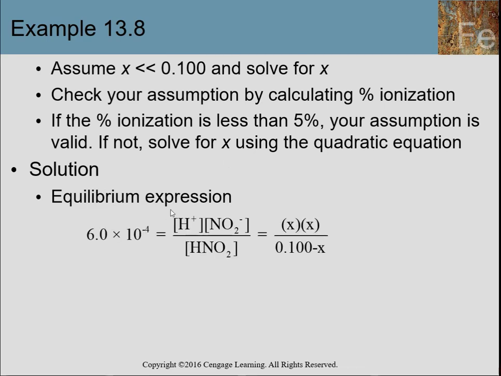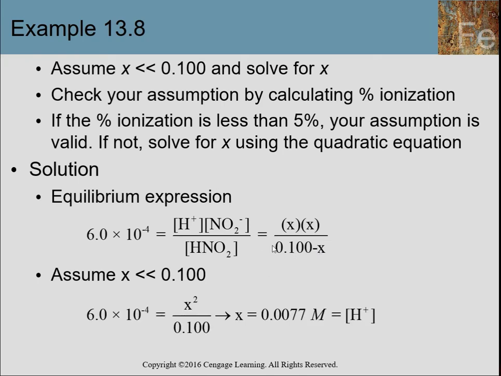So let's look at this. Here's your equilibrium expression. Hydronium or hydrogen times nitrite divided by the nitrous acid is equal to those numbers. And then what we're going to do is assume that X is really, really small compared to 0.1. So we're going to ignore it. So we're going to cross that out. So it just becomes X times X over 0.1, or X squared over 0.1. And we're going to do the math. The math is easy. 6.0 times 10 to the negative fourth times 0.1 equals X squared. And we're going to solve for X and find out that to be 0.0077. That's my concentration of hydrogen of this solution.